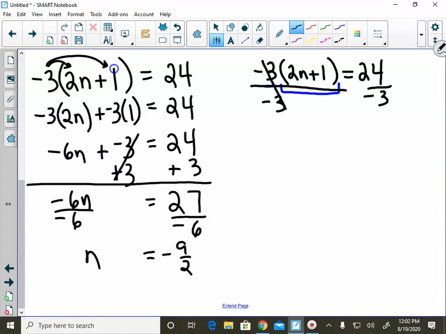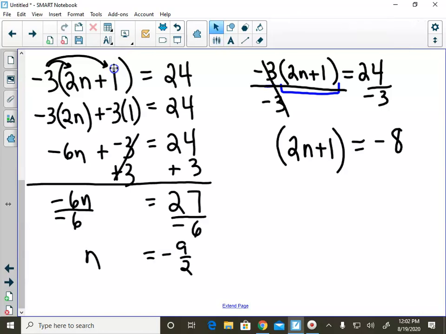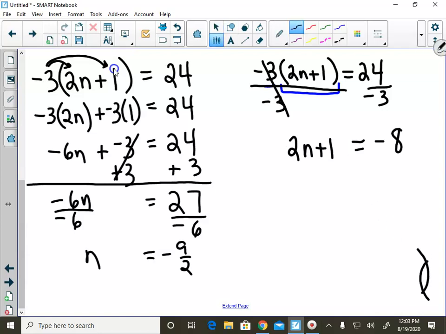So my negative 3's over here will cancel, and I'm left with that blob, whatever was left there, which is 2n plus 1, and that's going to equal negative 8. If we look at this problem, again, I don't need the parentheses around the 2n plus 1 because I got rid of the negative 3. There's nothing that's multiplying that 2n plus 1 at this point. So I don't really need those. I'm just going to move them out of the way. But now I'm ready to solve my equation just like I had before.